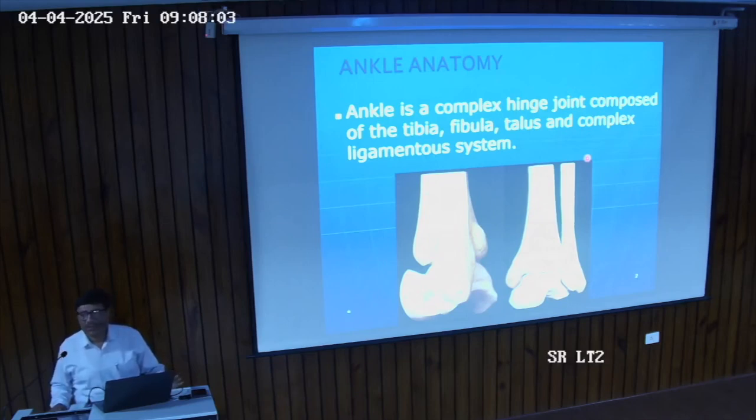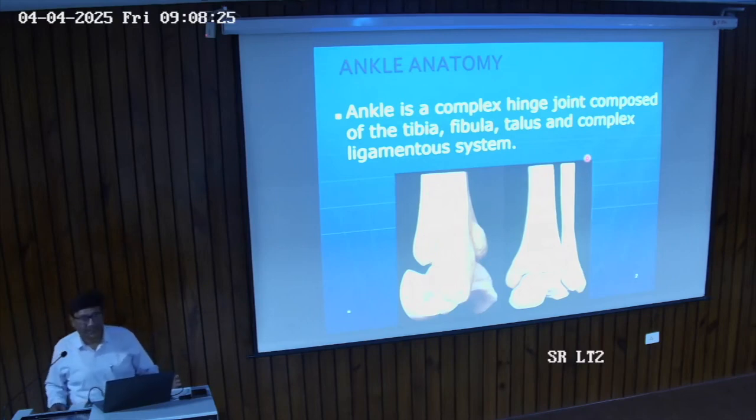Because if we do not understand ankle anatomy, we will not be able to understand the ankle fractures, the pattern of fractures. And if we are not able to understand the pattern of fractures, we would not know how to treat these fractures surgically and how to fix them and whether they require a surgery or they do not require surgery. So how is the ankle joint formed?